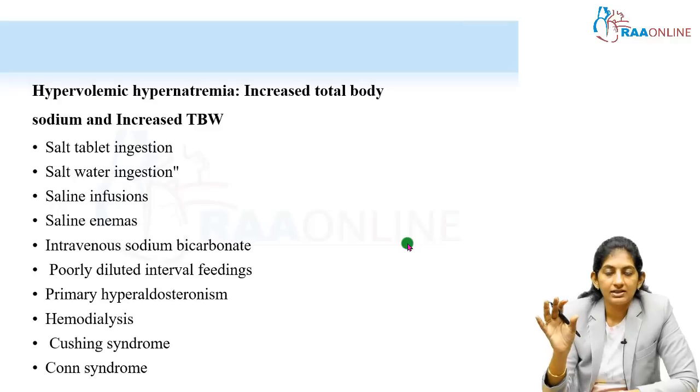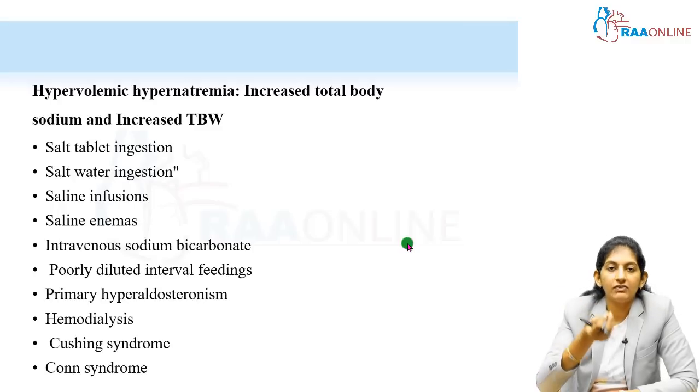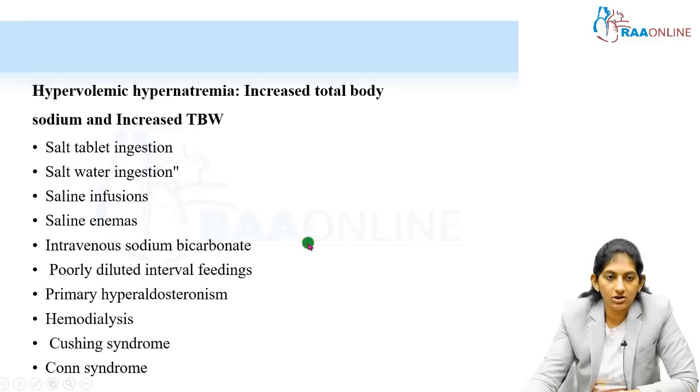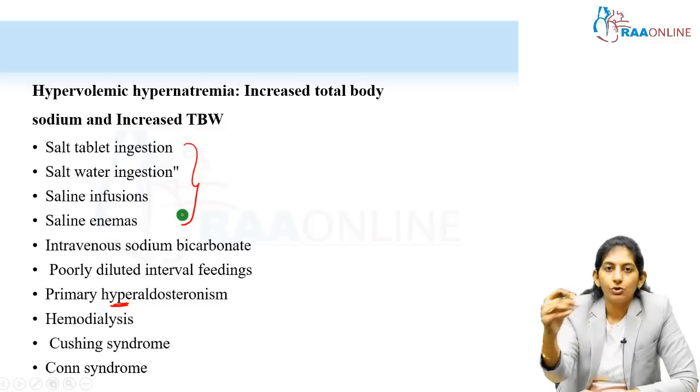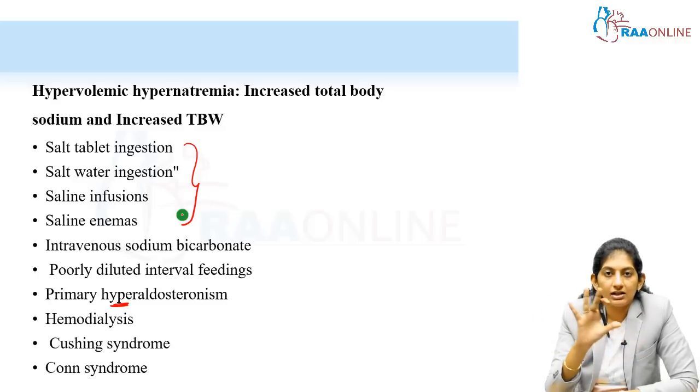This is the typical example of aldosterone excess, or when you give salt inside, like salt injections, seawater drowning, soda bicarb infusions, injections, or 3% saline infusions, or primary hyperaldosteronism, all these things. Okay. So, this is hypervolemic hypernatremia. So, these are the examples.